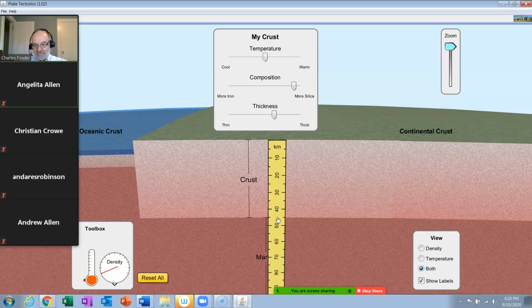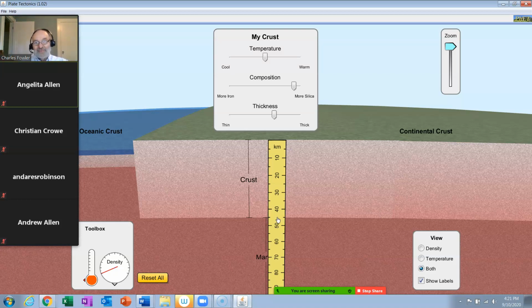45 kilometers is about 27 miles. 27 miles thick is the continental crust. Okay? That's pretty thick, wouldn't you say? We've never been through that as far as I know. That's 27 miles down. That would be further than from Birmingham to Bessemer, but going straight down.